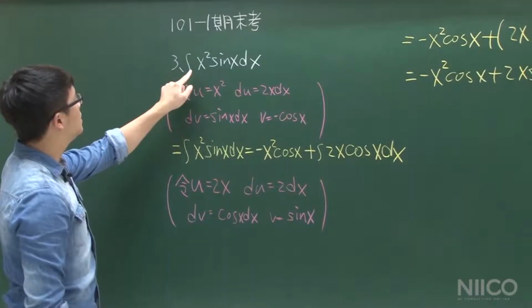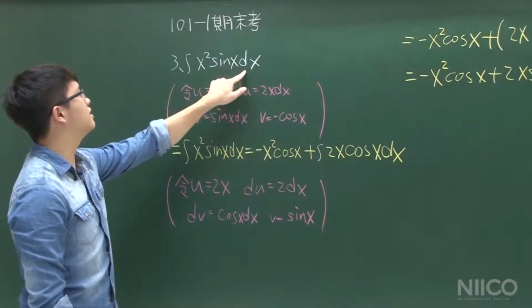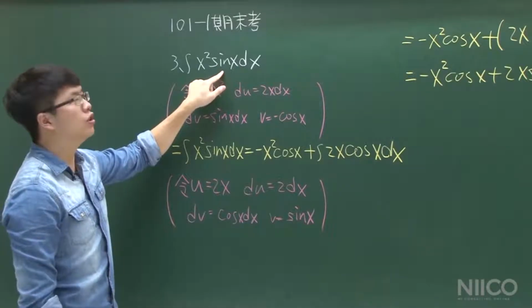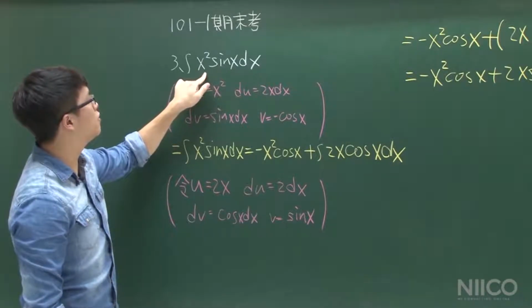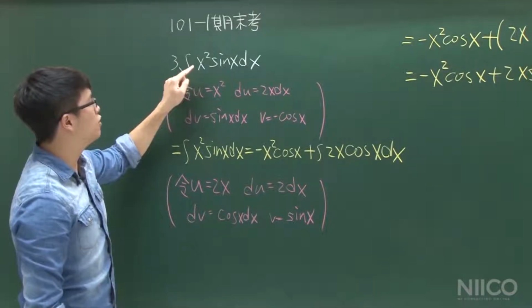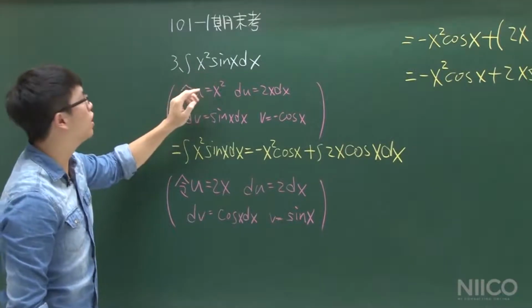Hello everyone, in this problem we're going to calculate the integral of x squared times sine x dx. This is when we're going to use the integration by parts technique. This is when we can separate this integral into two parts. The first part is u and the other part is dv.